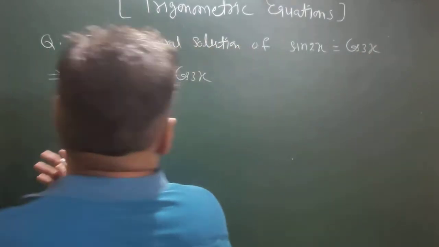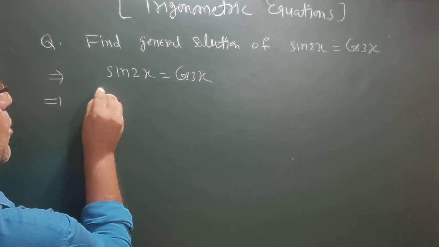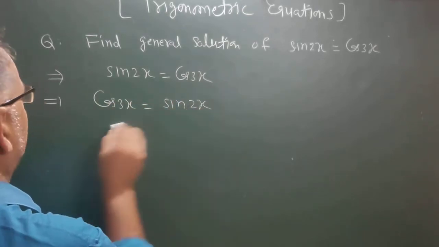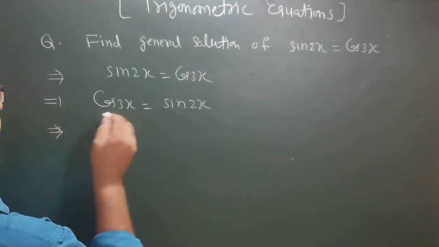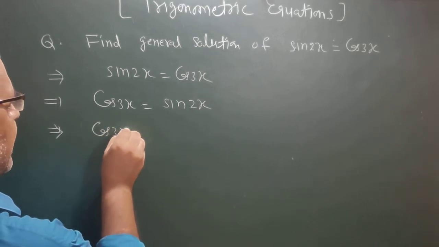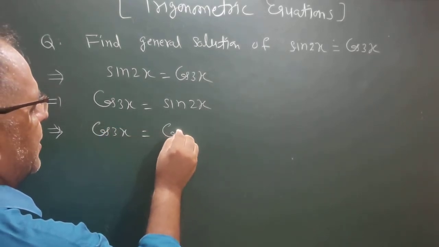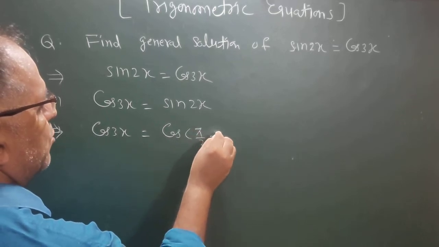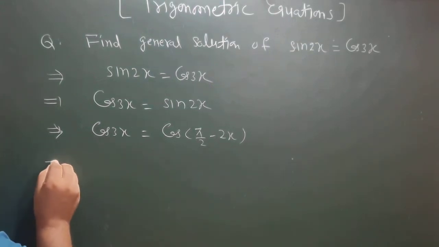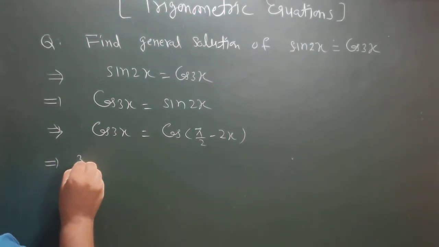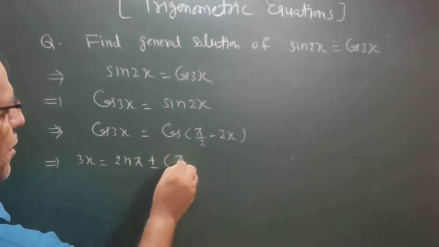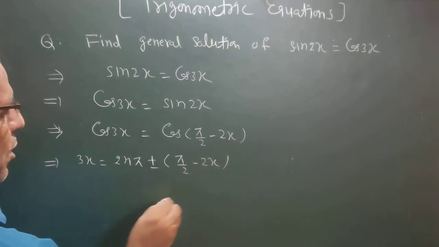Now this can be written as cos 3x equal to sin 2x. We take greater angle in the left hand side and smaller angle in the right hand side. Now convert right hand side in the same trigonometric ratio. This can be written as cos of pi by 2 minus 2x, because cos 90 minus theta equal to sin theta. Now apply the formula for cos theta equal to cos alpha. This can be written as 3x equal to 2n pi plus minus pi by 2 minus 2x.